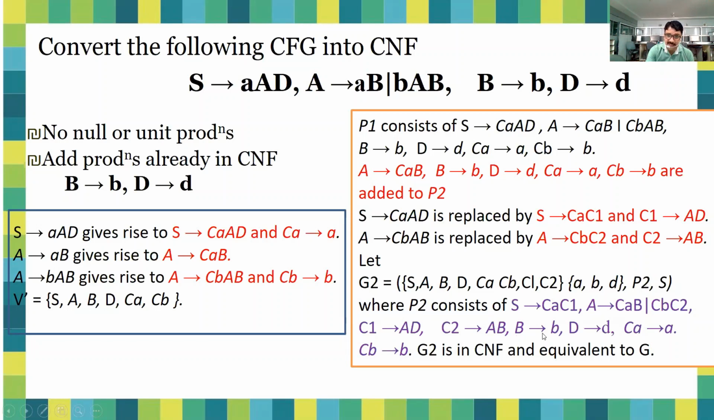B to B, single terminal. D to D, single terminal. CA to A, single terminal. CB to B, single terminal. So now all the production rules of the given grammar G are changed into Chomsky normal form. It is clear that the complete grammar is converted into Chomsky normal form. Hence, this is the simple conversion from a context-free grammar to Chomsky normal form. Thank you.